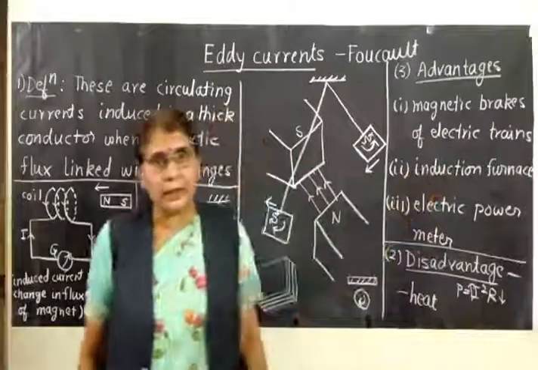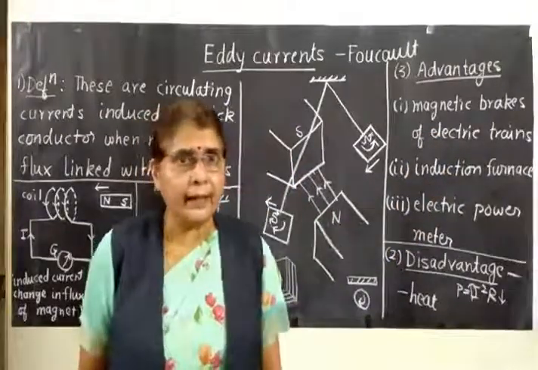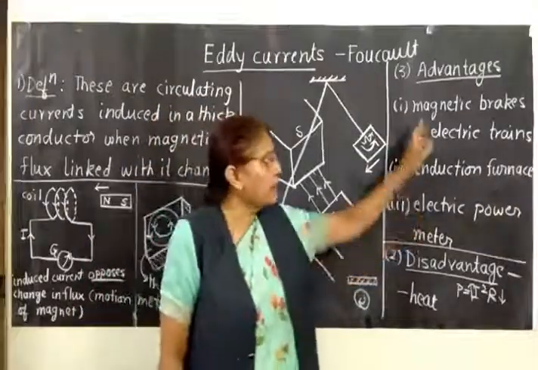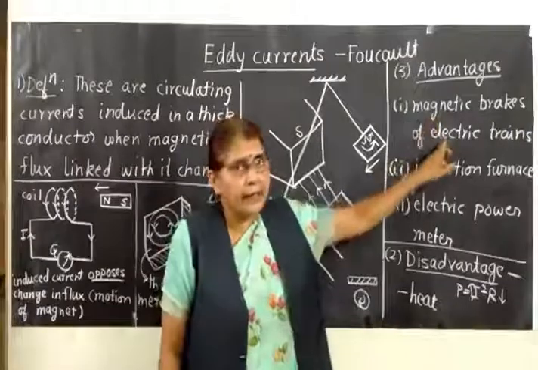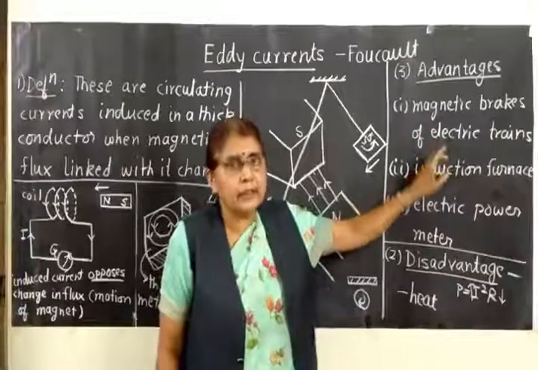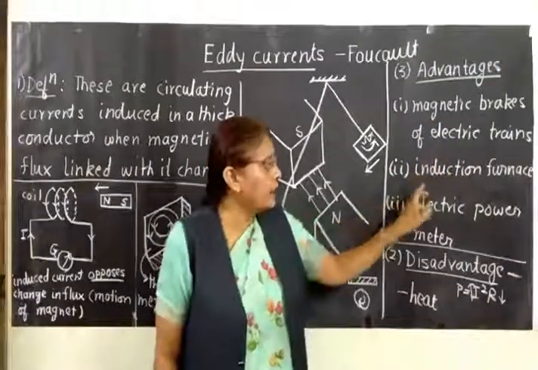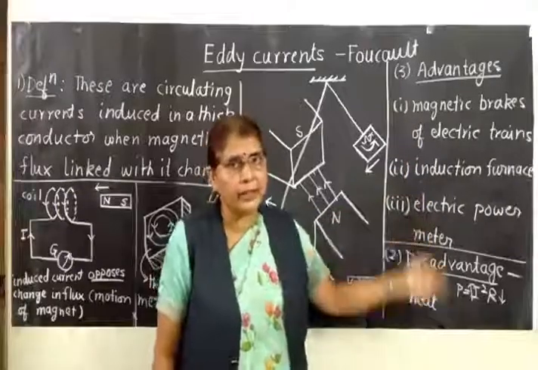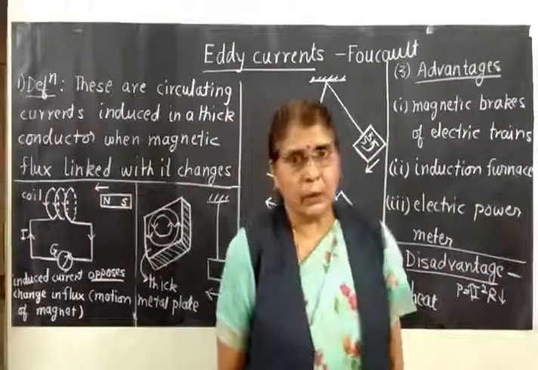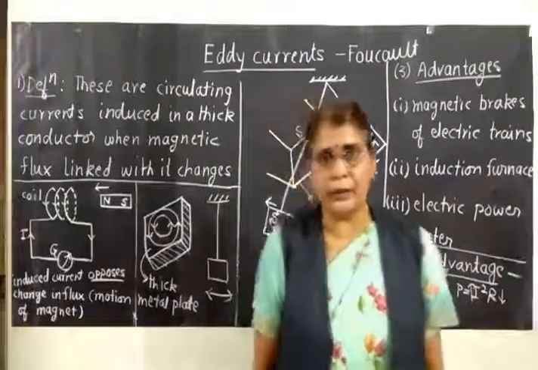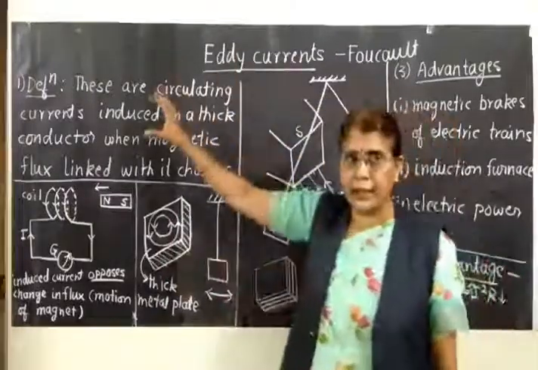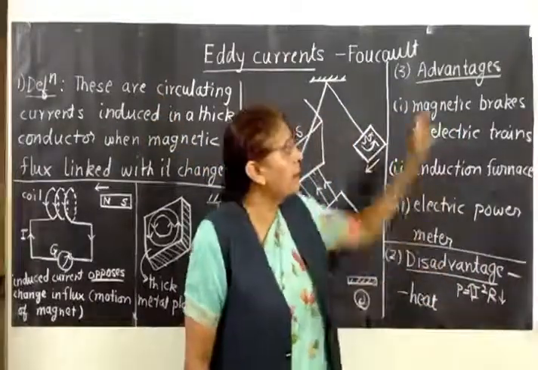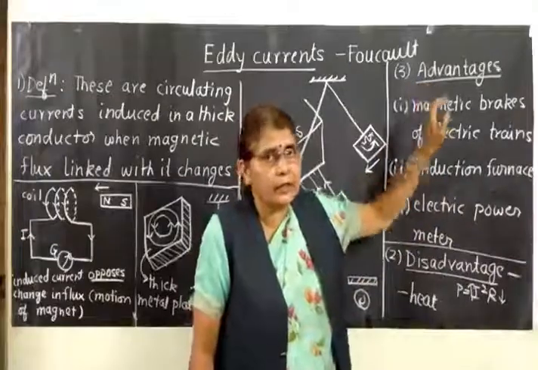Like this, many interesting uses are there for eddy currents. I have taken 3 uses. So what are the 3 uses? First one, it is used in the magnetic brakes of electric trains. It is used in the induction furnace, and it is used in the electric power meter. So these are the applications of eddy currents. So what are the 3 points we have done today for eddy currents? First is the definition of eddy current. Second is the disadvantage of eddy current. Third is the advantage or applications of eddy currents.